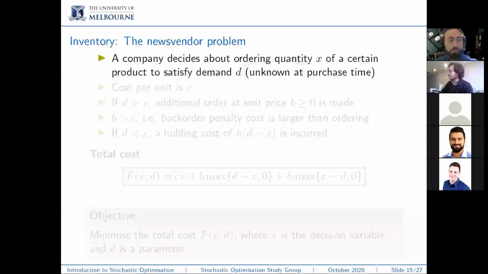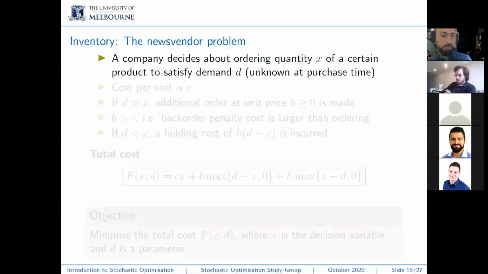Cool, thanks. Right, so I just want to emphasize that this talk is trying to lay some foundations about introduction to stochastic optimization, and Emilian has presented some basics that I now want to put to the ground in some specific practical problem. So I'm going to present some slides about the Newsvendor problem, or a variation of it, in which you have a company who decides to order a quantity of a product X, and then you have a certain demand D, which is unknown when you're purchasing.